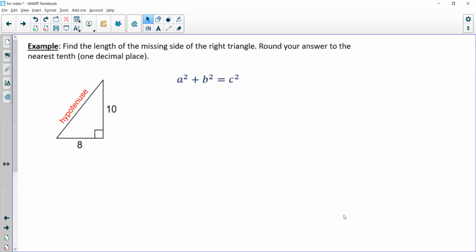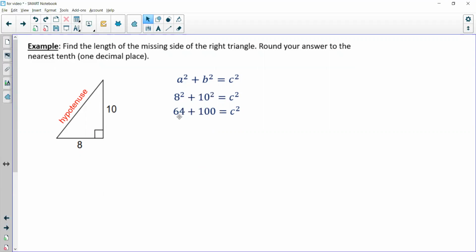On to the back side of the paper. We're trying to find the length of the hypotenuse of this triangle. So we set up our Pythagorean relationship, a squared plus b squared equals c squared. If we plug in the numbers 8 and 10 for a and b, we get 8 squared plus 10 squared equals c squared, remembering that c is always the hypotenuse.